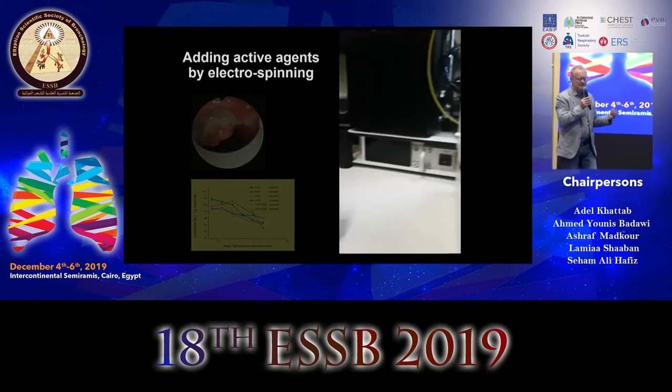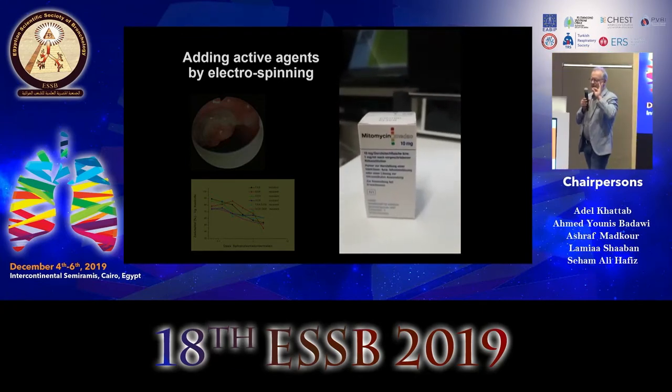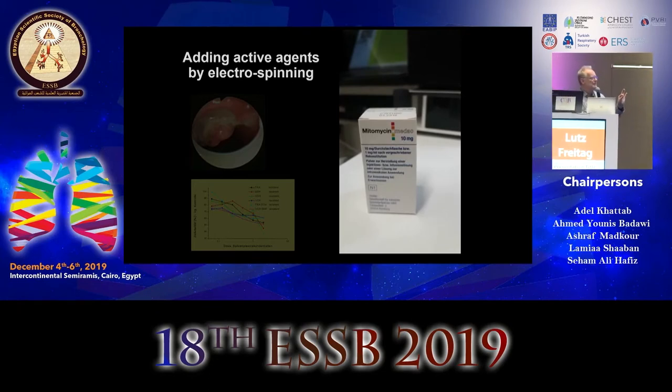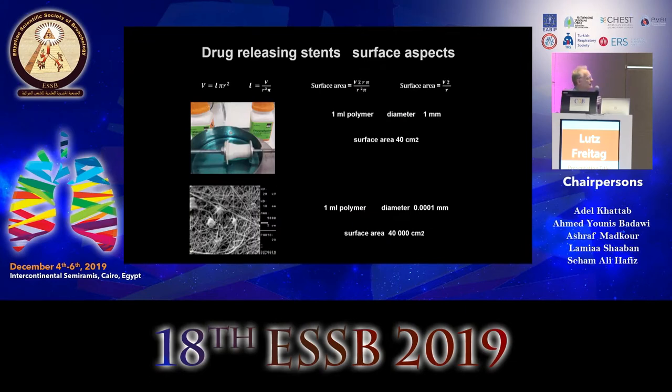So this is electrospinning. We basically make nanofibers from this liquid. They are loaded with, for example, mitomycin, or if we deal with infection, with antibiotics, and they are put on the surface. The charm is, while the surface of the stent has a surface area of 40 square centimeters, the surface of these nanofibers on the same stent is 1,000 times bigger because the fibers are so thin. So you can have a very nice drug release pattern over several months.